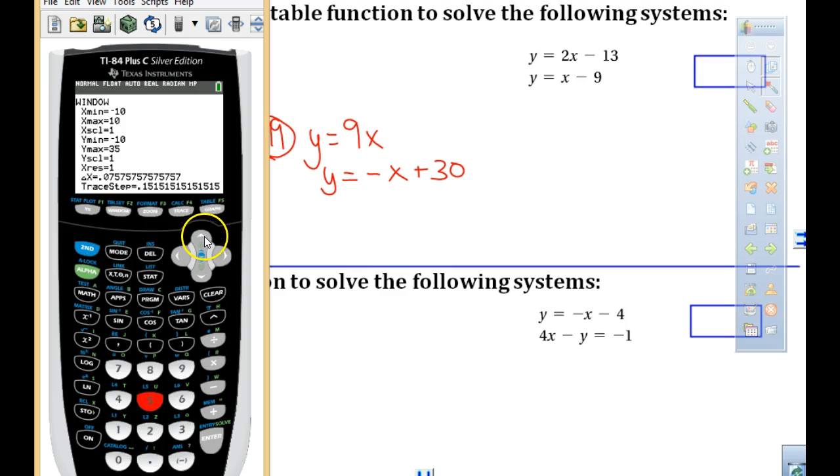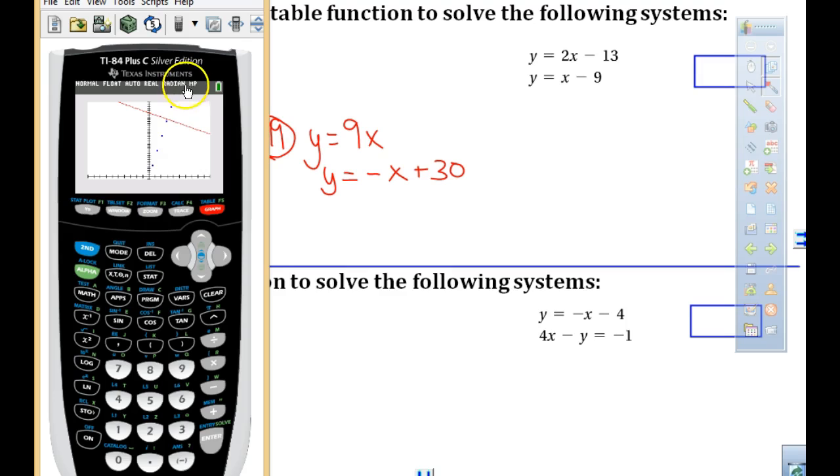And we probably don't need it at -10. We can probably make this, and you have to use the negative button, maybe -1, right? So it's just a little below the x-axis. And we might want our scale to be 2s, or you could go 5s, right? We want to keep the x scale the same. And now hit graph.